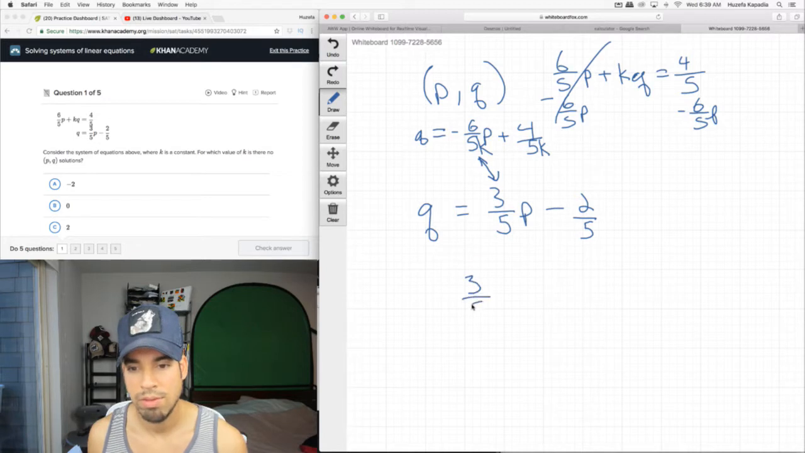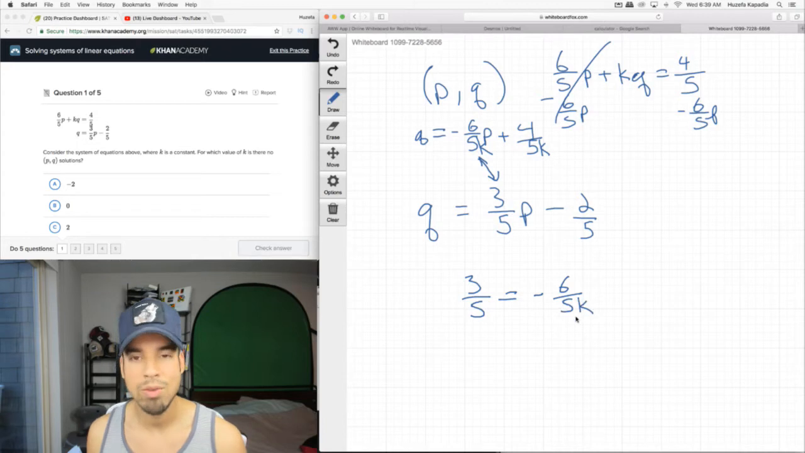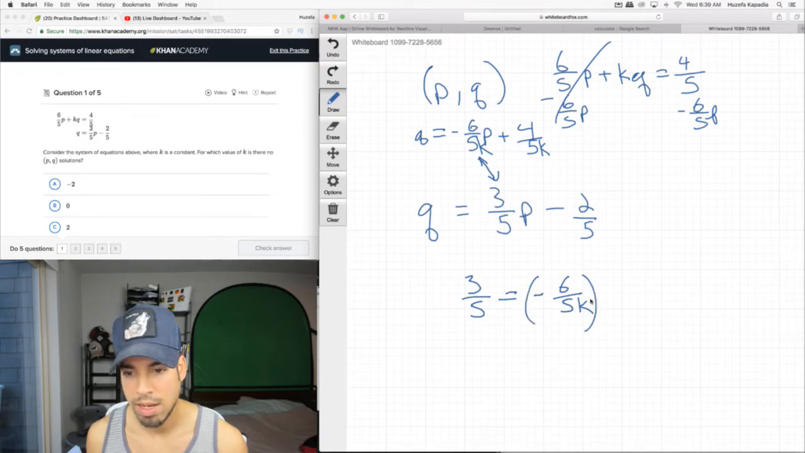So we've got 3/5 has to equal, I think that's 6, right? So that is negative 6/5k. And now we just have to solve for k. K has to make these guys equal. I'm going to multiply both sides by negative 5/6, right, to isolate the k. Oh, no, I'm sorry. I can't do that. I'm going to actually cross multiply, because the k is in the denominator, and that's a problem.